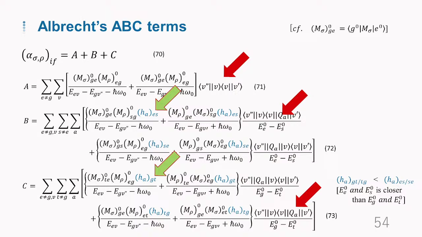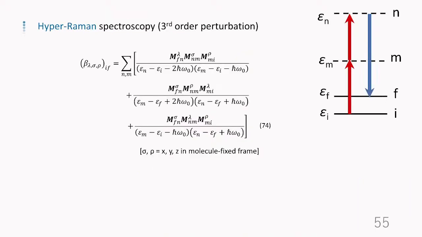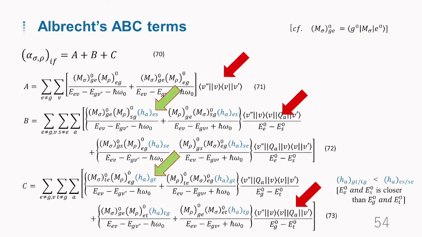Then what is the difference between B and C? The difference appears here. B contains a mixing coefficient of ES or SE. The C term contains a mixing coefficient between GT or TG.